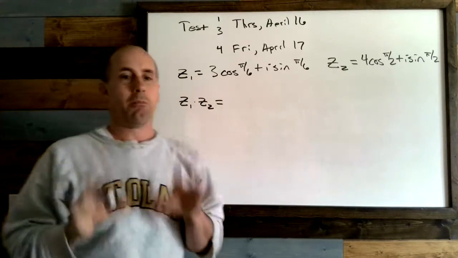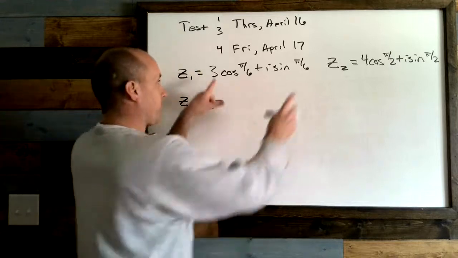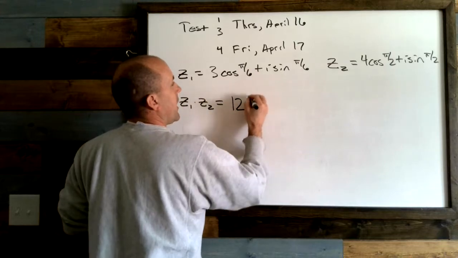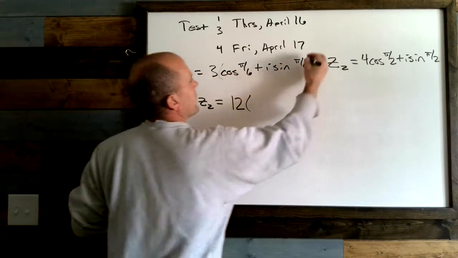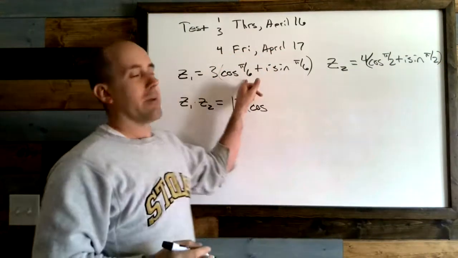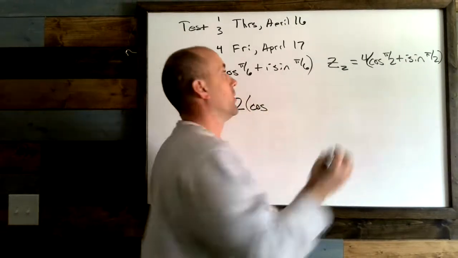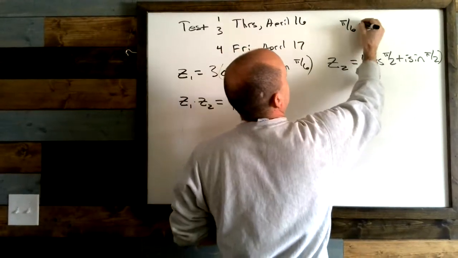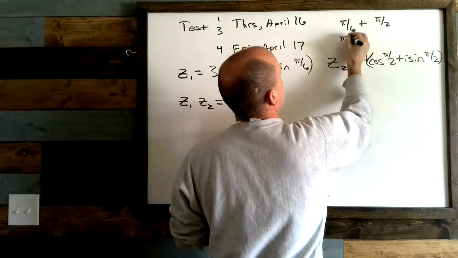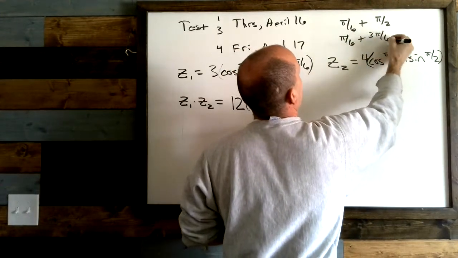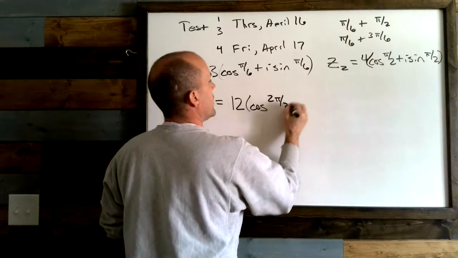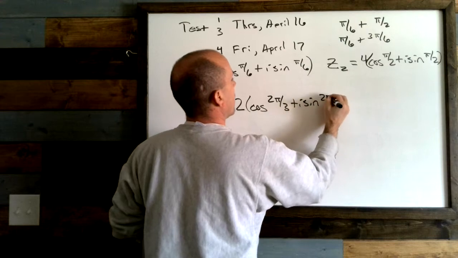And what you should remember about multiplying complex numbers in trigonometric form, you multiply the radius values. So 3 times 4 is 12. And then what do you do with the angles, with the parentheses around that stuff? You add them. So we're looking at pi over 6 plus pi over 2. Let's create common denominators of 6. So I have pi over 6 plus 3 pi over 6. That would give me 4 pi over 6 or 2 pi over 3. 2 pi over 3 plus I sine of 2 pi over 3.